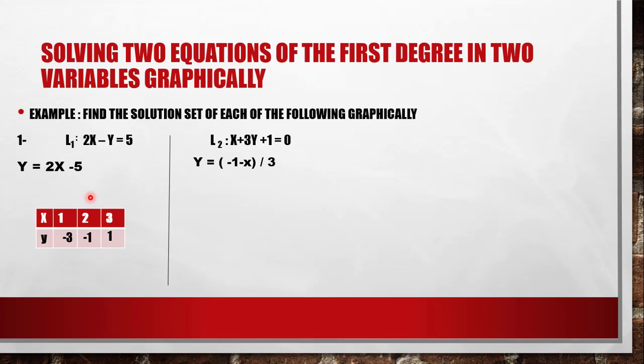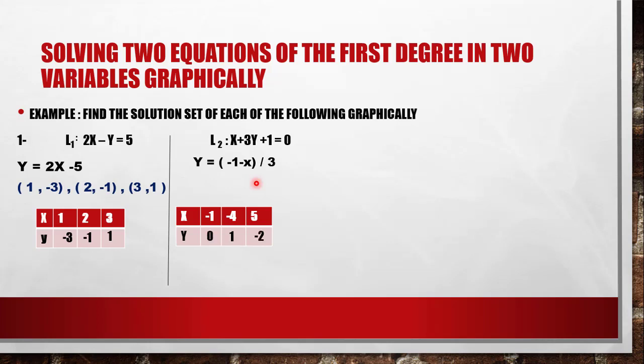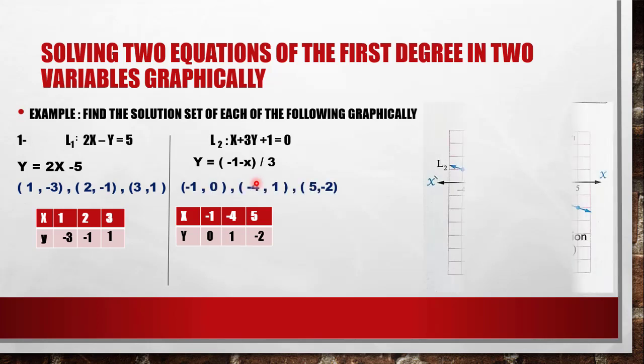The second equation, x plus 3y plus 1 equals 0, means y equals negative 1 minus x, all divided by 3. I'll assume values of x and substitute in the equation to get y. Now I have 3 points: (-1, 0), (-4, 1), and (5, -2). Now I can draw the two straight lines in the same graph.